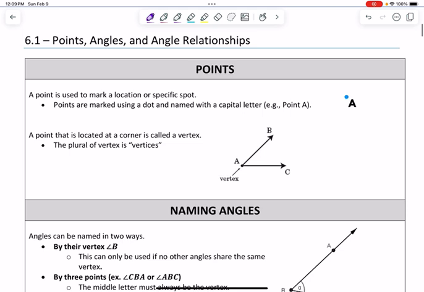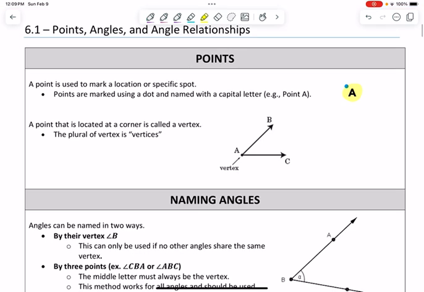So to start off, a point is something that we use to mark a location or a specific spot. When we note what a point looks like, we usually use a dot to indicate what point we're talking about. And then we use a capital letter to represent that point. So we always use capital letters. We do not use lowercase.